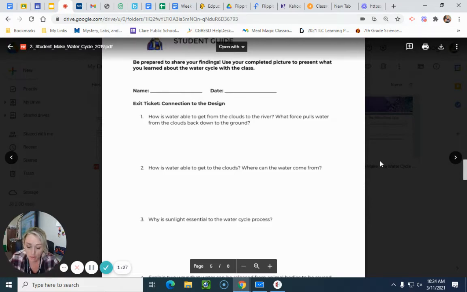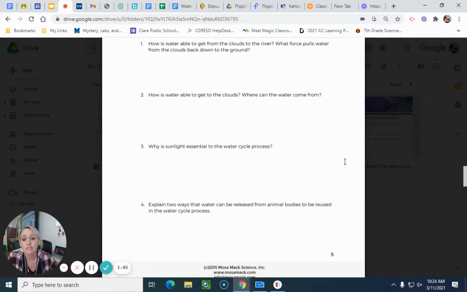Okay, so when water in the clouds gets heavy enough, gravity causes it to fall as precipitation in the form of rain or snow or sleet or hail, and that can land in a river, potentially. A lot of places it could land, but a river is a potential place.